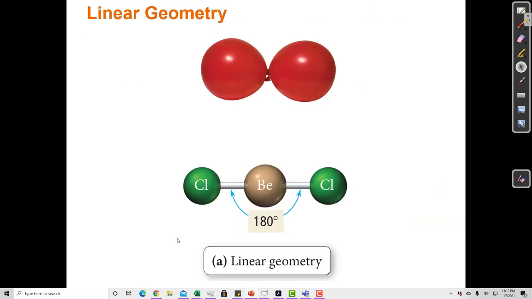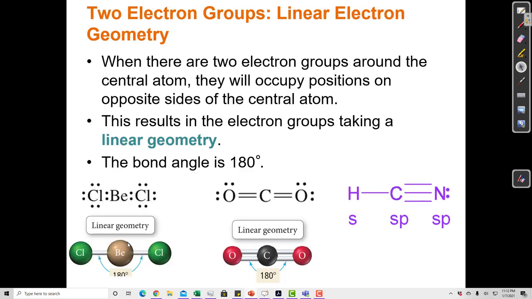So again, here we see another example of how it doesn't matter if it's single bond electrons, one group, two groups, or double bond electrons, one group, two groups. If there's two groups, they're 180 degrees apart. Doesn't matter if they're single or double. Here's another one with a single bond and a triple bond. This is also 180 degrees because the triple bond only counts once. So that's one electron group, two electron groups. If there's two electron groups, then the bond angle is 180 degrees.